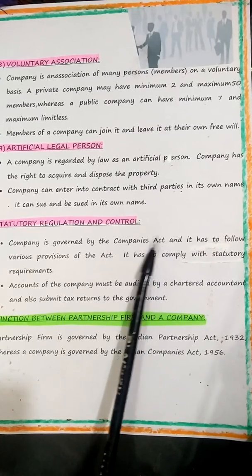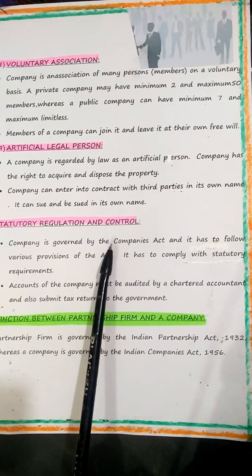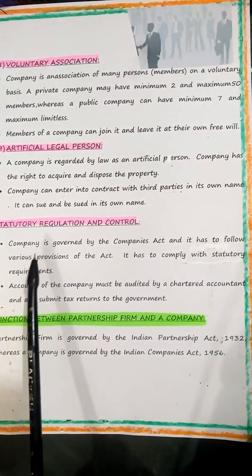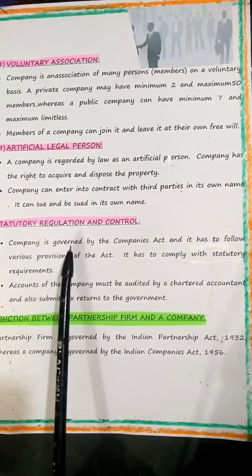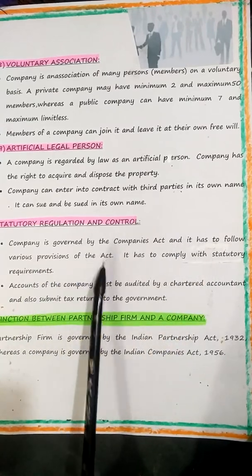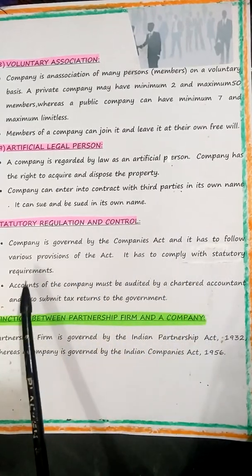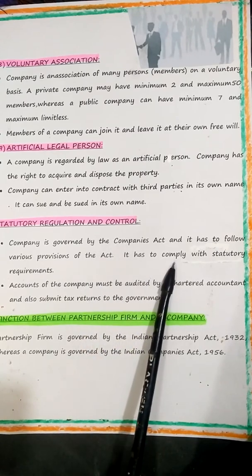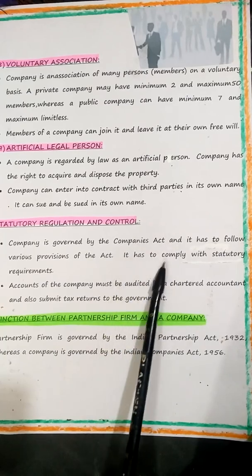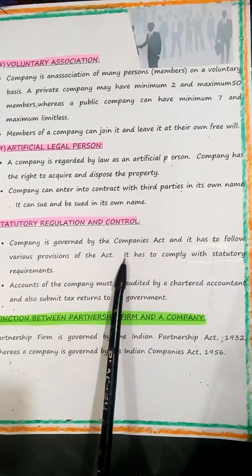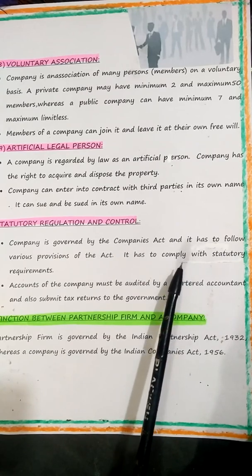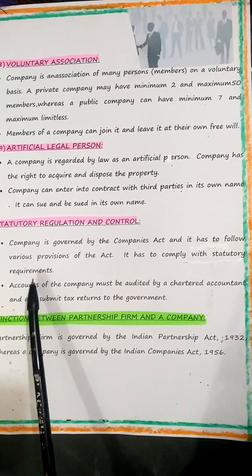So they have to obey the rules and regulations and the statutes of the government, since they come under the governance of the Companies Act of 1956. Companies are governed by the Companies Act of 1956, and must follow the various provisions of the act. It has to comply with the statutory requirements. What is the meaning of complying, children? You must act in accordance, you must obey the government rules and regulations. So a company must act according to the statutes, the government rules and regulations, and the statutory requirements.